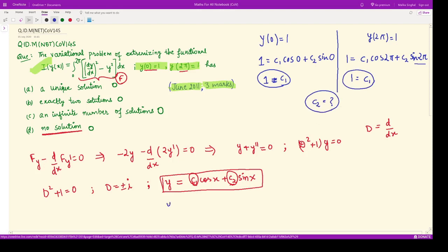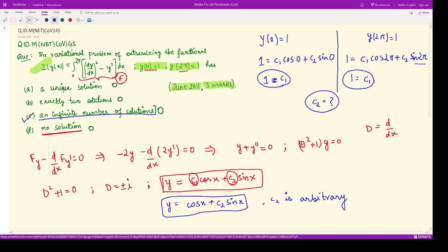So the final solution would be y is equal to cos x plus c2 sin x, with c1 being 1. This is the final solution, that is the extremal, and here c2 is arbitrary, that is, it may take any value. So we can say that the solution would have an infinite number of solutions. So there are an infinite number of extremals to the given functional with these boundary conditions. So option C is the correct option.